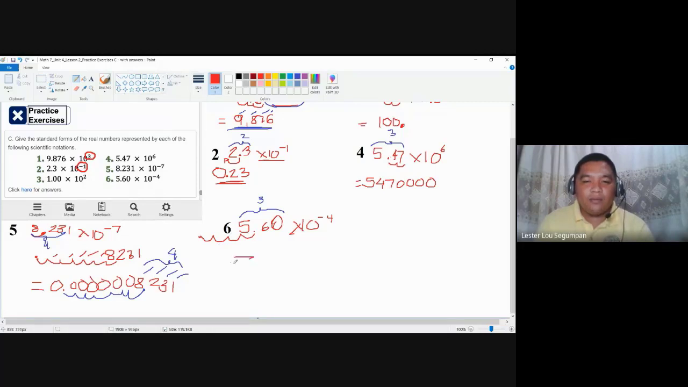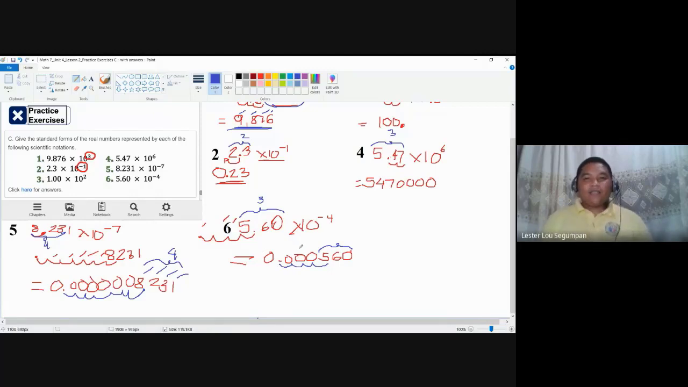So this would become 0 point, then zero, zero, zero, then 5, 6, and 0. Let's check how many steps. 1, 2, 3, 4. That's good. And why do we add another 0 here? Because again, we need to retain the number of significant digits. We have 1, 2, 3, except for these trailing zeros.